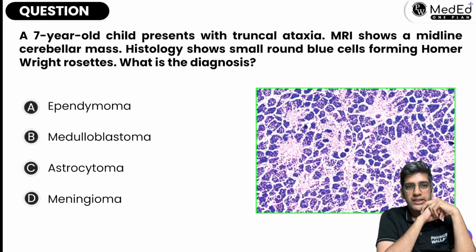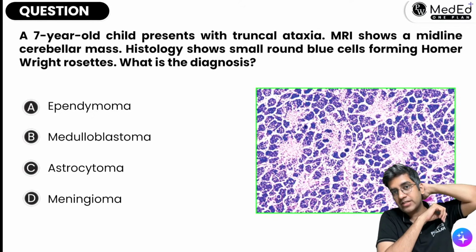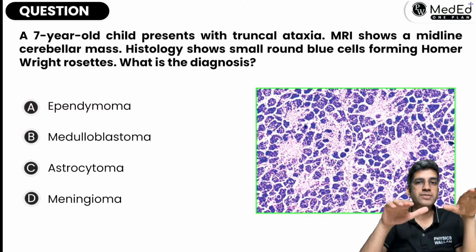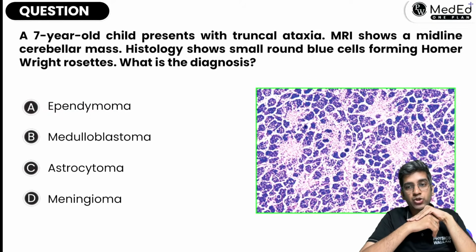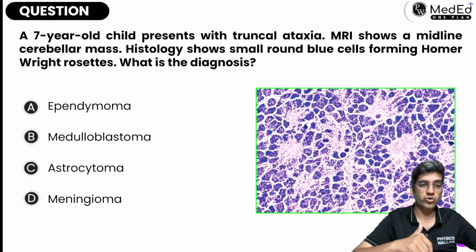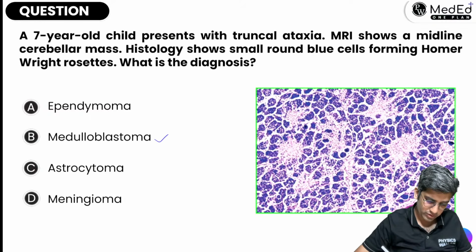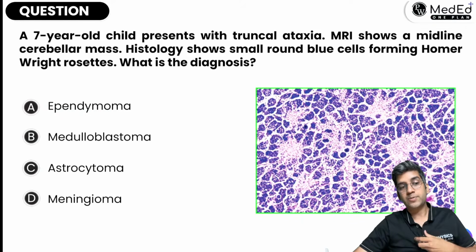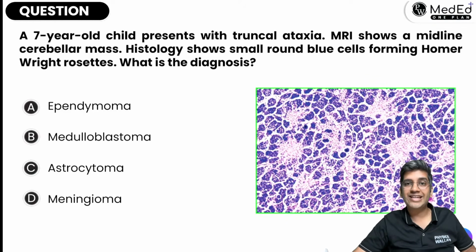Seven-year-old child, ataxia, because the tumor is going to be present in the cerebellum and it's going to destroy the cerebellum. Because of that, I'll have problems with balance. MRI shows a cerebellar lesion, small round blue cells with Homer Wright rosettes. This is classically diagnostic of medulloblastoma. Fine. Spartan, you're right. D dimer will be elevated in case of DVT also.